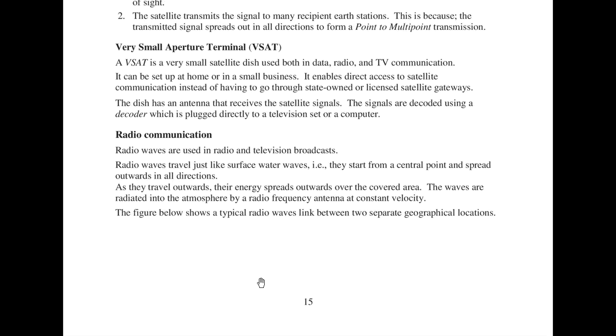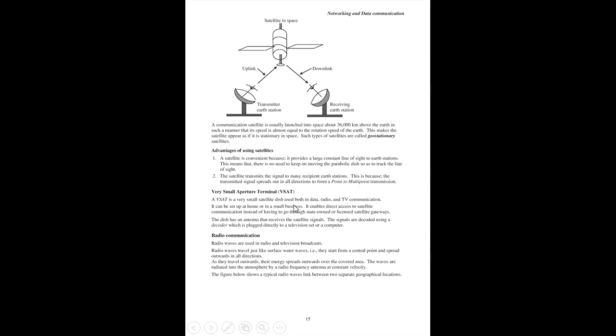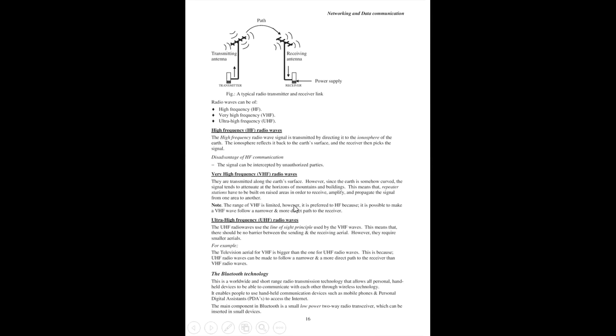Then somebody may ask, what is radio communication? Radio waves are used in radio and television broadcasts. That means these ones do not have apparent direction. They propagate from a central area and go in all directions. That's why we call them radio waves. They can just go in any direction.